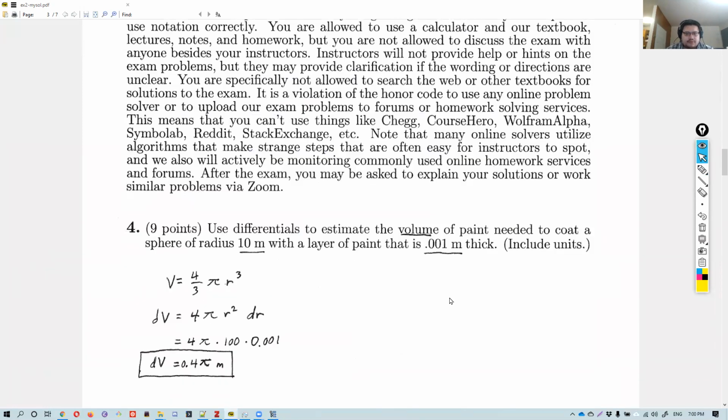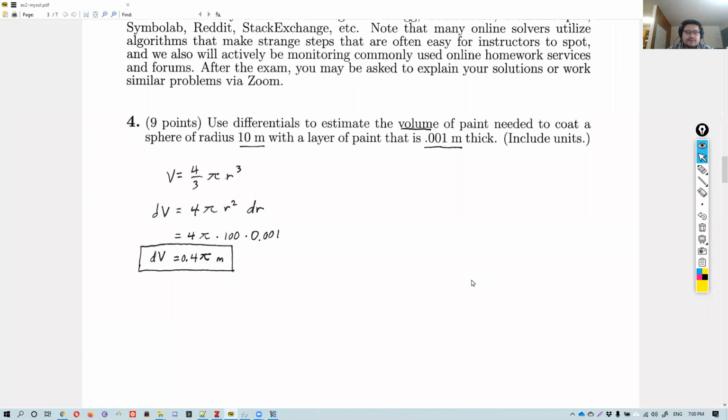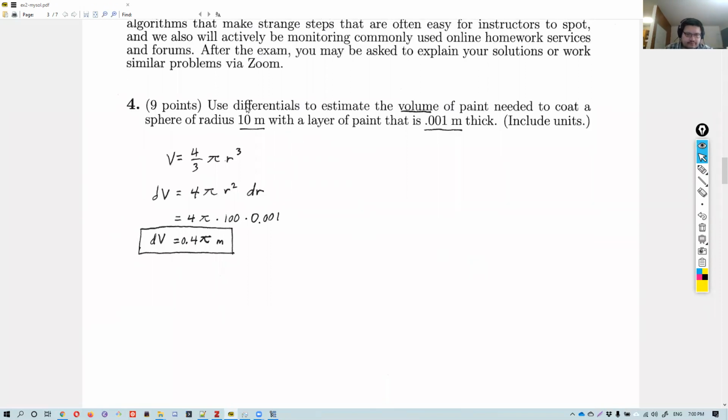So that was part 1. Next, we have part 2. So for number 4, it says that we have a sphere and we're going to paint it, and we want to estimate the volume of paint needed. So it's basically volume of a sphere, and this is the radius given, and this is going to be the change in the radius. The paint is going to be this thick.